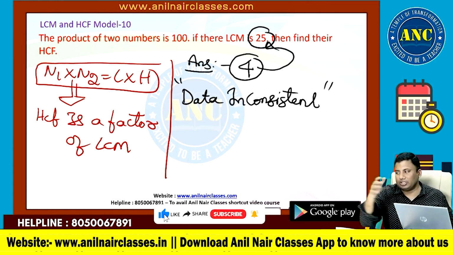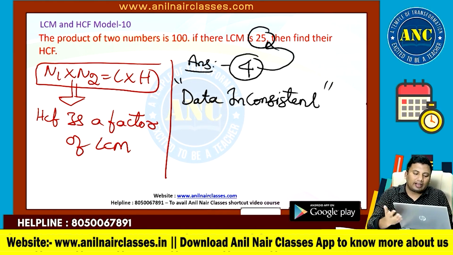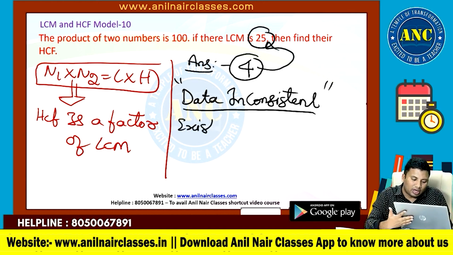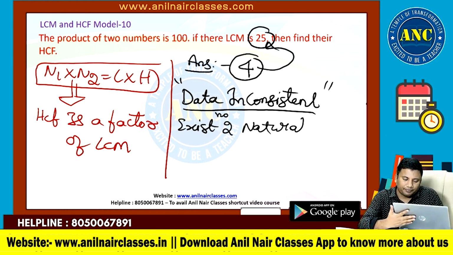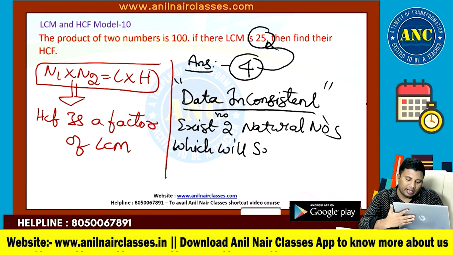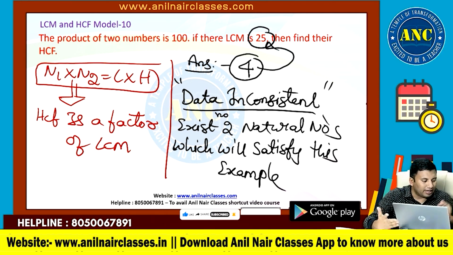Data inconsistent. What do you mean by data inconsistent? Data inconsistent means there exist no two natural numbers which will satisfy this property. There exist no two natural numbers which will satisfy this example, in fact. Right? Now see.